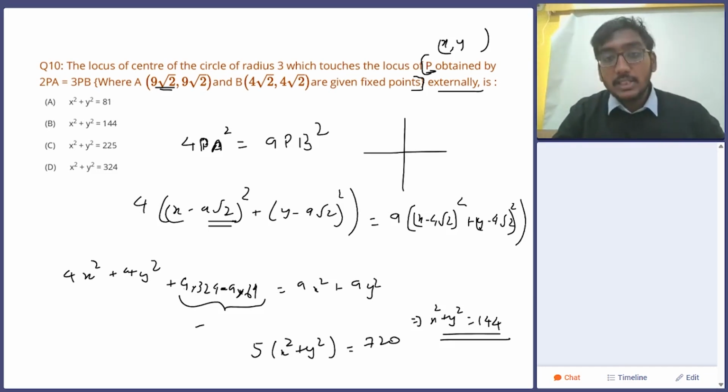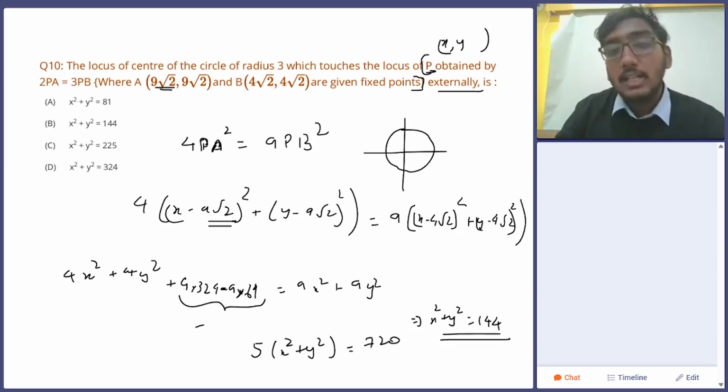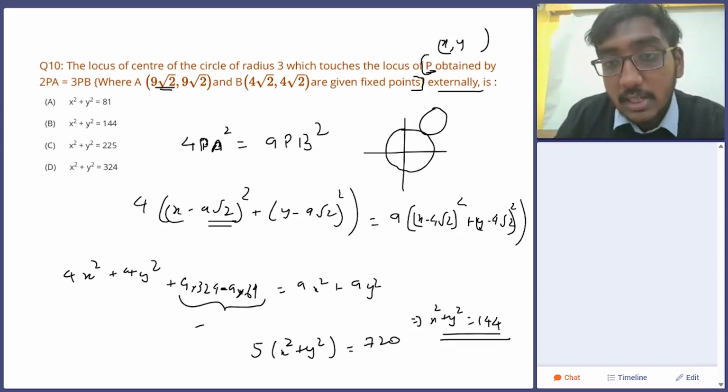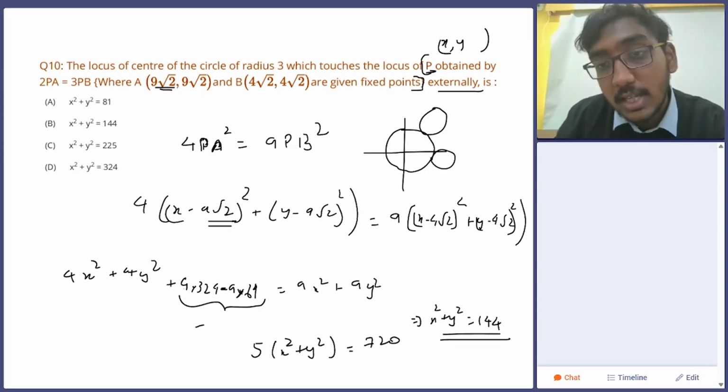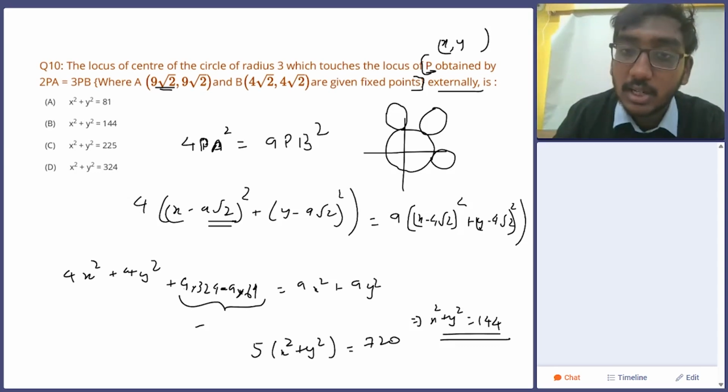So let's say this is the circle for which we have derived the expression. And there is another circle which is touching this circle externally. The locus of all the centers of all such circles. They are asking externally, which means it's touching like this.